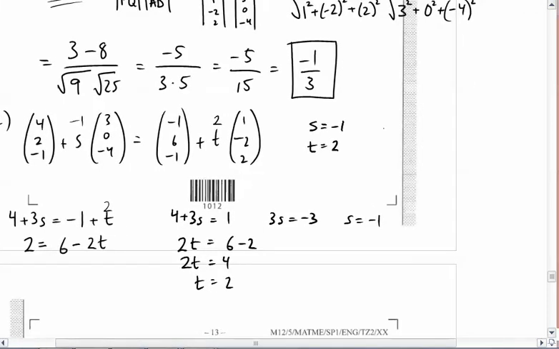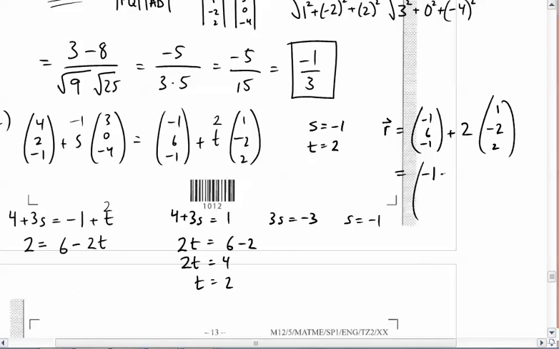So in order to find out what the point is, we need to find out what r is. So we're just going to take one of the two lines, doesn't matter which one. We'll plug in whatever value we found for t and s. So I'm using the second line, and then we'll just calculate the point. So we'll go negative 1 plus 2 times 1, 6 plus 2 times negative 2, negative 1 plus 2 times 2. And just calculate those numbers.